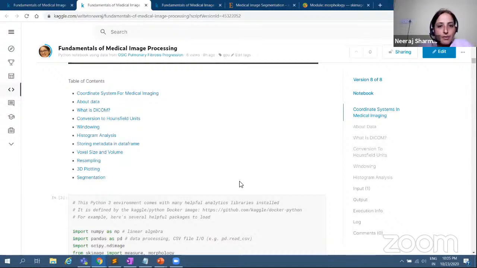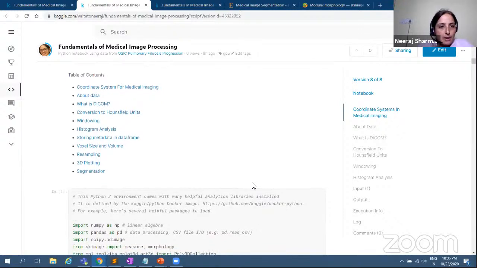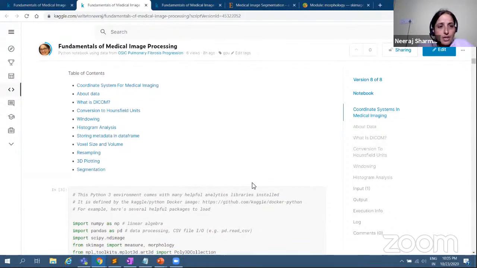So this is the table of contents for my presentation today. We will start talking about the coordinate systems available for medical imaging and what they are. Then I will talk about the data which I'm using for today's session. Then definitely we will talk about what DICOM is in depth. Then we will see how these DICOMs can be converted to Hounsfield units and what Hounsfield units are.